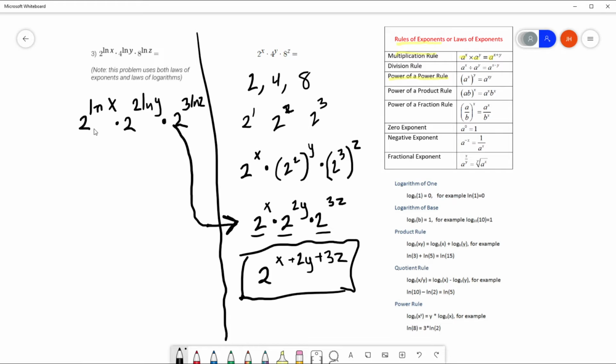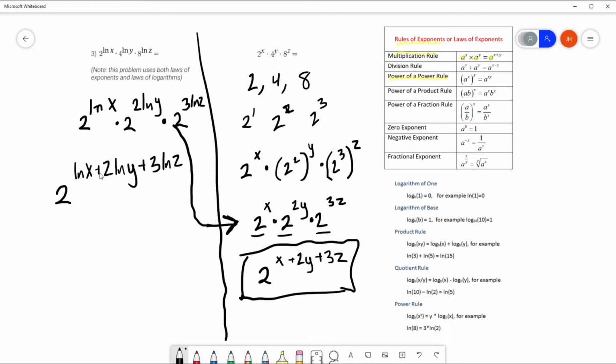So when you have a bunch of exponentials multiplying each other, the multiplication rule tells us that their powers will add. So this would end up becoming 2 to the power of natural log x plus 2 natural log y. That's not a y. Y plus 3 natural log z.